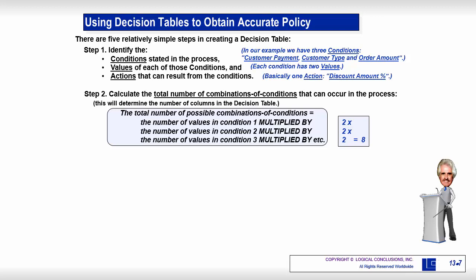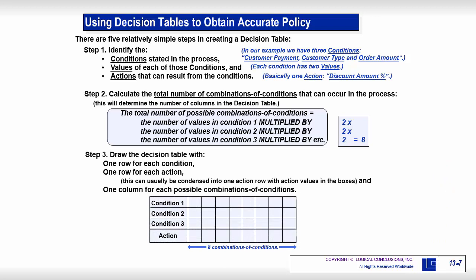But remember, we've used a data flow diagram to break down complexity, so our processing should be for small primitive processes. Step 3. Draw the decision table with 1 row for each condition and 1 row for each action. We have 3 condition rows and 1 action row. We could have drawn many action rows with a discount value for each row, but as we have a single action to give a specific discount amount, we can condense this into 1 action row with action values in the action row boxes. We also draw 1 column for each possible combination of conditions. We have 8 combination of condition columns.